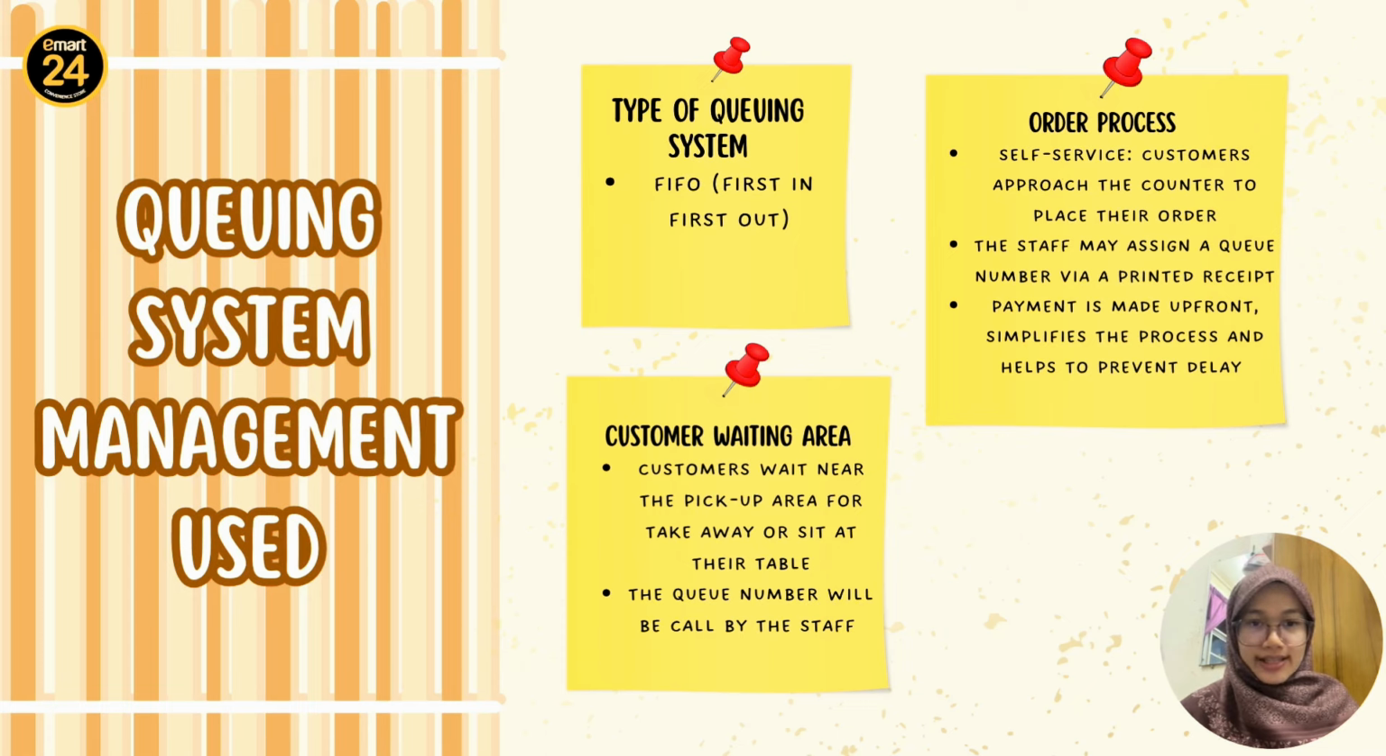After the ordering process, the customer needs to wait for their order at the customer waiting area, where the customer waits near the pickup area for takeaway or sits at their table. The staff will call the customer by number to mention that the customer's order is ready.